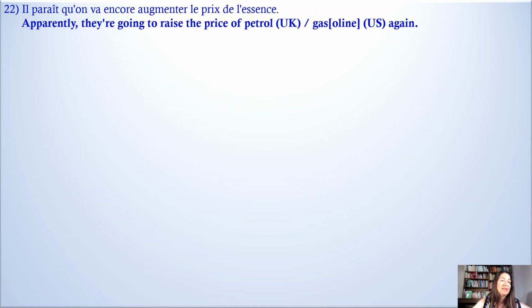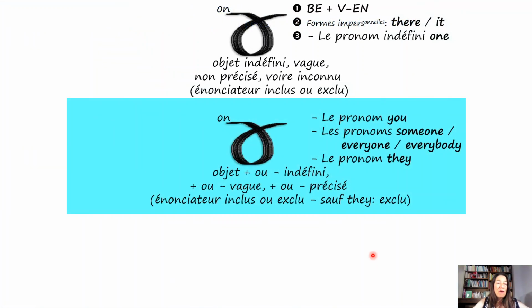Il paraît qu'on va encore augmenter le prix de l'essence. It is really tempting to reformulate that sentence in French using a different pronoun. Il paraît qu'ils vont encore augmenter le prix de l'essence. And that's enough to see that it is very logical to use the pronoun they in English to translate on in this case. Apparently, they're going to raise the price of petrol in the United Kingdom, gas, which is short for gasoline in the United States, again. Therefore, in the series of pronouns that can be used to translate on, they will be used obviously when the speaker is excluded. Okay, the speaker, l'énonciateur.